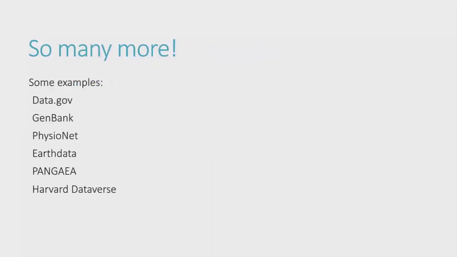Those are just some of the many public data repositories that are available and sites to search for public data, but there's so many more. There's data.gov, which is government data, GenBank, which is from the National Institutes of Health, PhysioNet, which includes NIH data but is hosted by MIT, Earth Data and Pangaea, which both cover Earth Sciences data, and the Harvard Dataverse, which covers a little bit of everything.